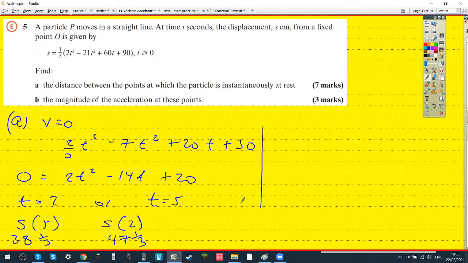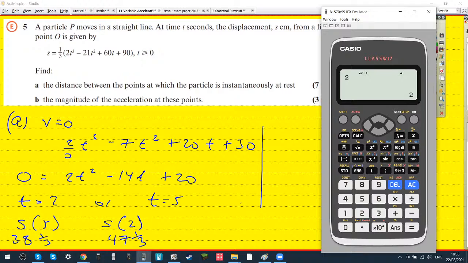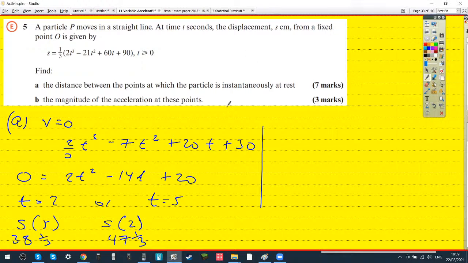Okay. We want the distance between them. Do I subtract them both from each other? Yep. And so that will give me 9. Sounds alright. And so that, and we get like the magnitude of that, and that is 9 centimeters. And B.